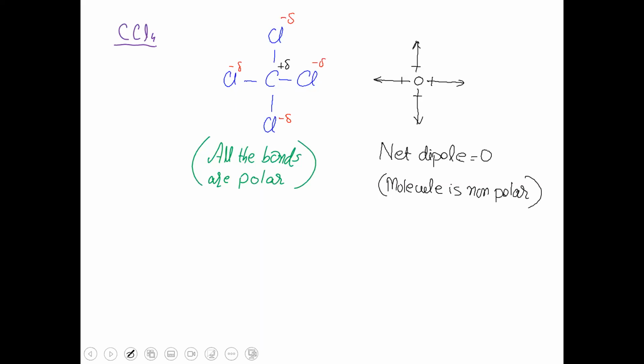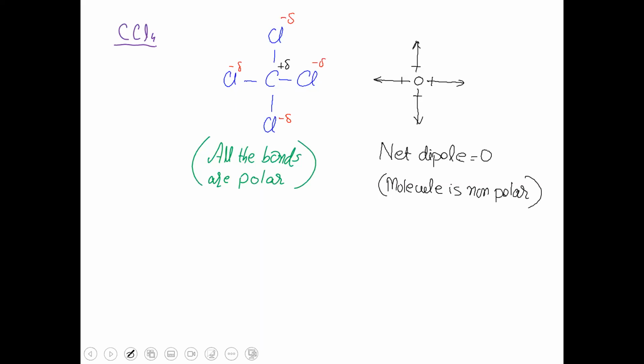By the way, what's EN? Is it electronegativity? Yes, EN stands for electronegativity. So it's like a difference in electronegativity.